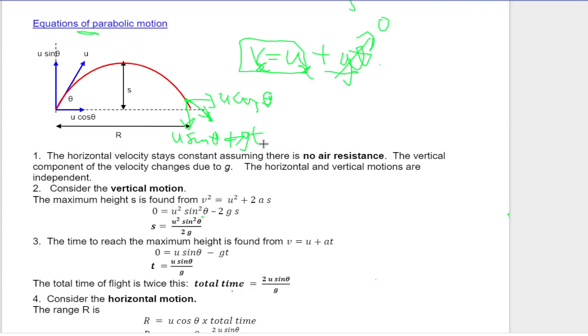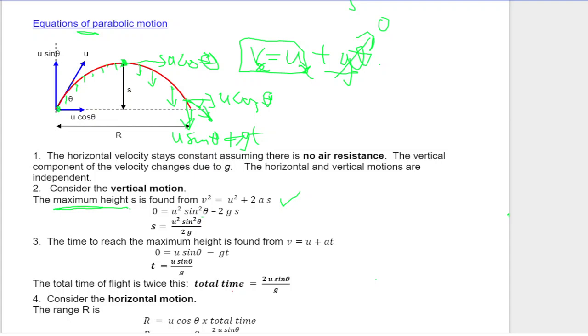V squared is equal to u squared plus 2as, which changes to V squared equals u squared sine squared theta plus 2gs. Now for motion to the maximum height, at the maximum height the vertical velocity is 0, but the horizontal component is still there. So the resultant at the maximum height is equal to u cos theta. The vertical component of the velocity decreases until you reach the maximum height, and then after the maximum height, it starts to increase again. Then when it strikes the ground, the initial speed is equal to the final speed, in the absence of air resistance.